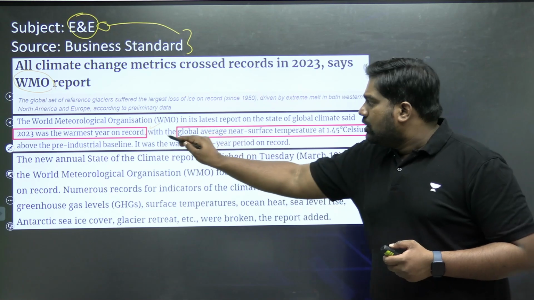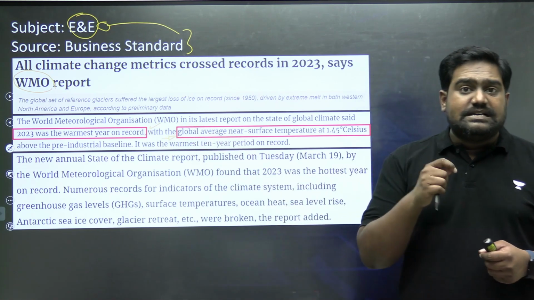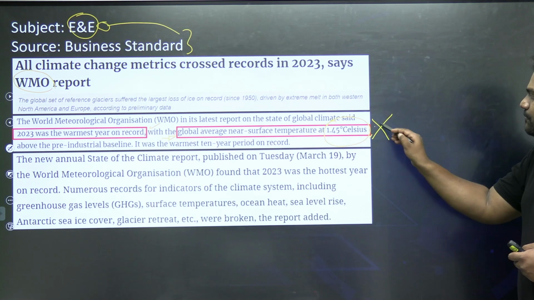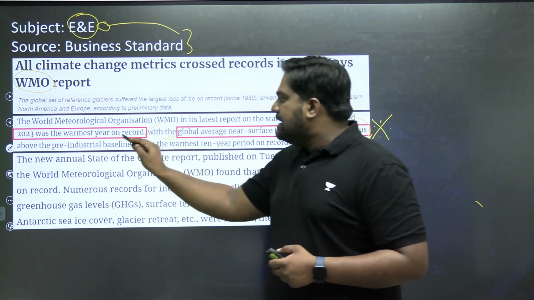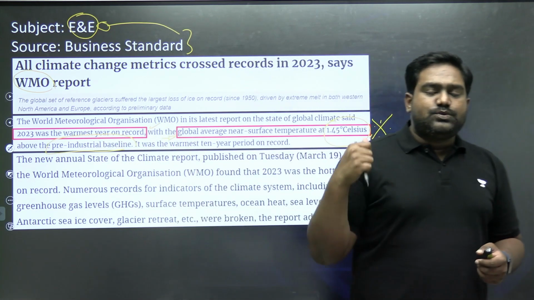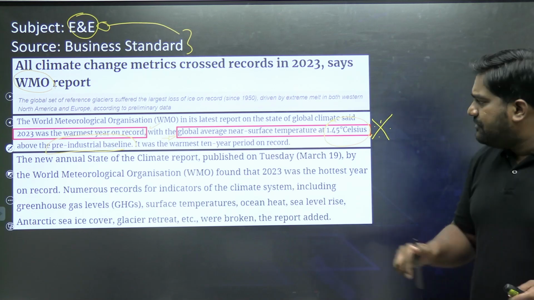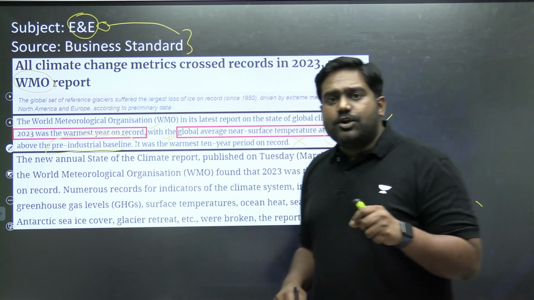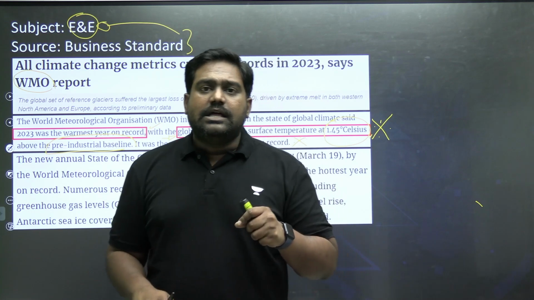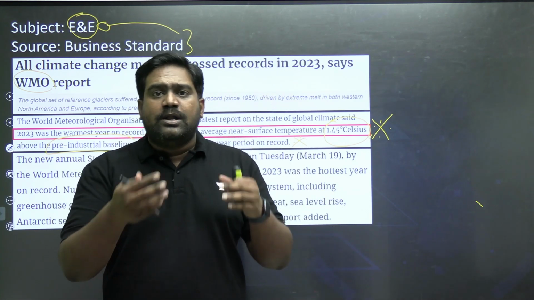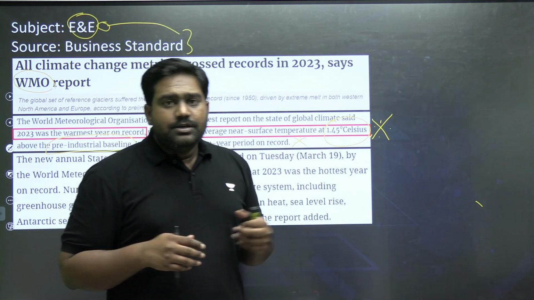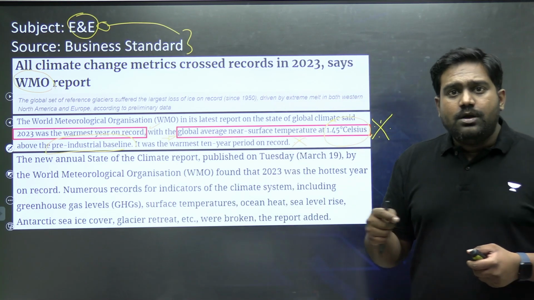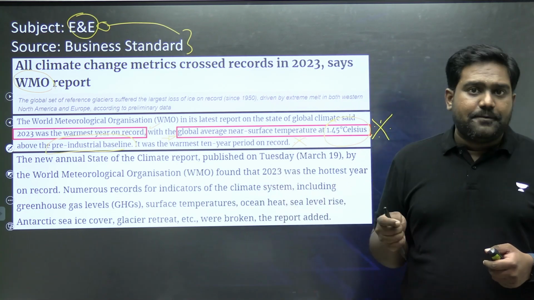According to the report, global average temperatures have increased by 1.45 degrees Celsius above pre-industrial levels. This was referring to the global average temperature near the surface. Under the Paris Agreement, the goal is to limit the rise in average temperatures to under 1.5 degrees Celsius. So we are almost approaching this mark or this threshold which has been set under the Paris Agreement.